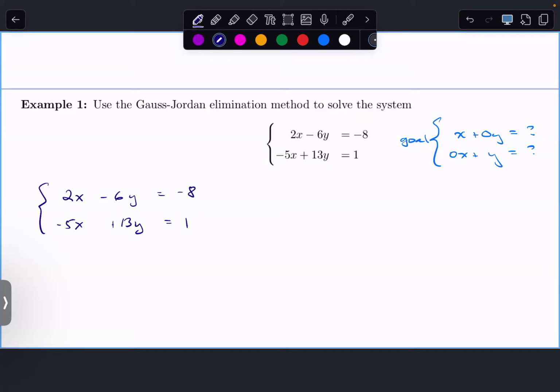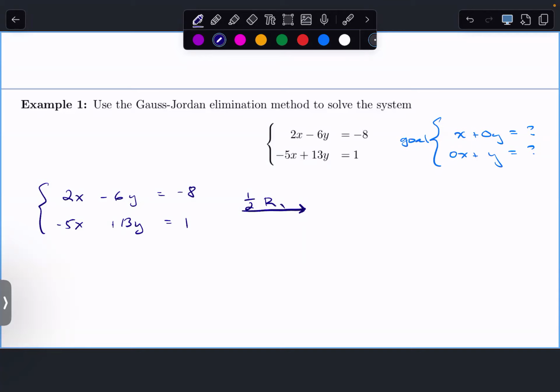Now at each step, I'm going to use an arrow. That was kind of shaky there. And over the arrow, I'm going to say what move I made. There's lots of different options, but I am going to take 1/2 times R1.